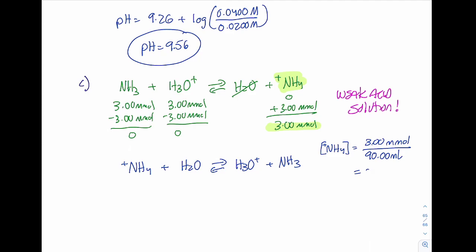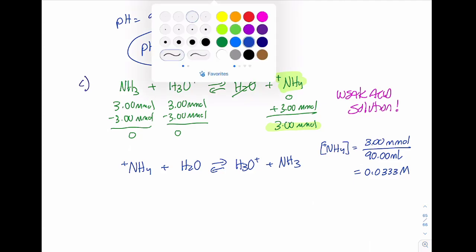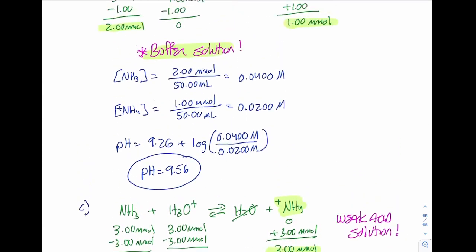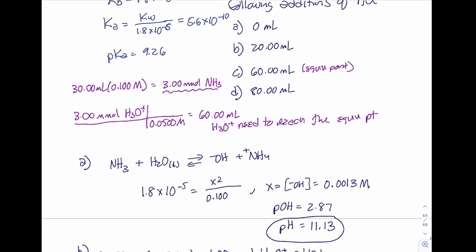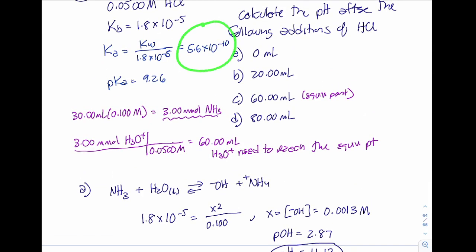I have an ammonium ion concentration of 0.0333 molar. So if you were to make that ice table, right, this is the initial concentration that we would plug in here. You would subtract X from it, you would add X over here, and then you would set those equal to Ka, because this is a weak acid solution. So going back up, our Ka we've already calculated. It's 5.6 times 10 to the negative 10th.